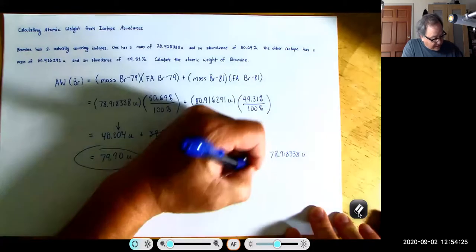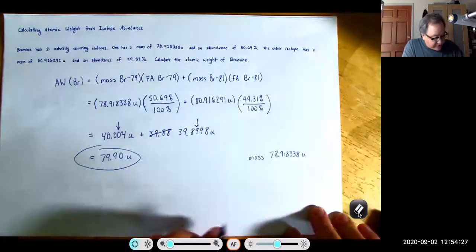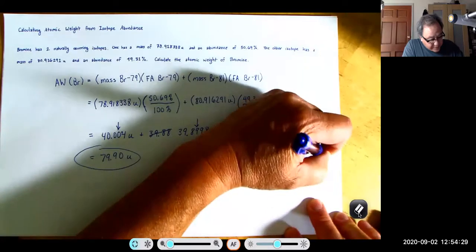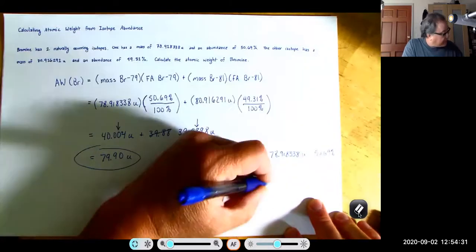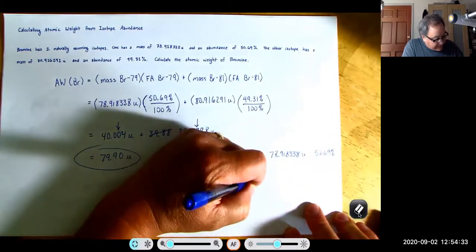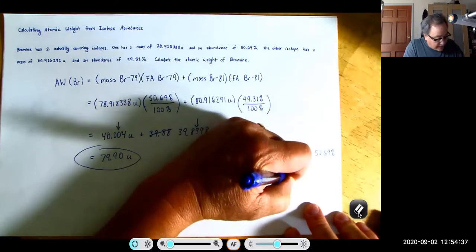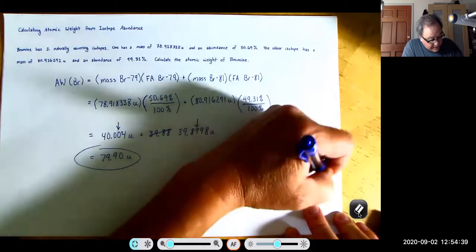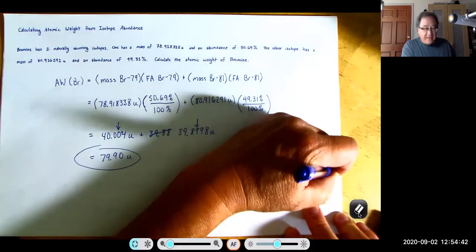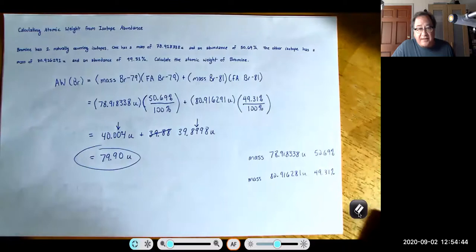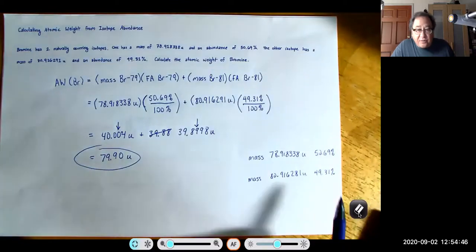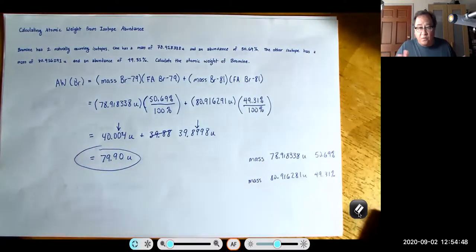And we have the percentage is 50.69%. And then for the other one, you have a mass of 80.916281 U and 49.31%. Maybe you make a little list because it's easier for you to grab from a list. Take a look at these percentages. When you add them together, what do you get? 100%.